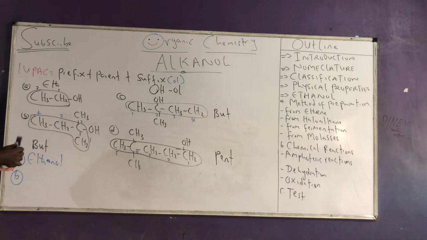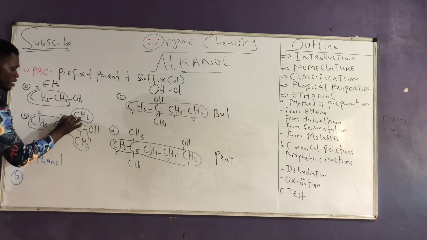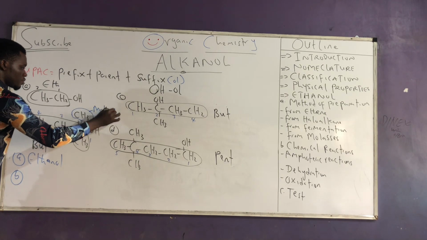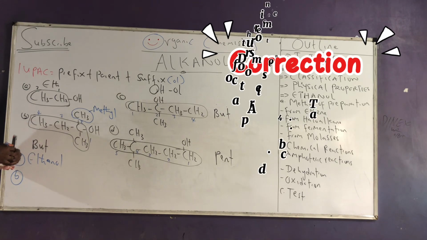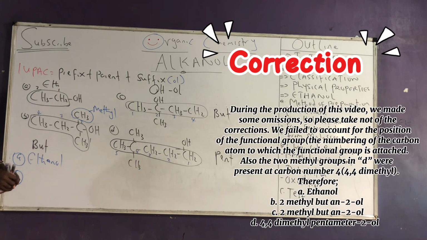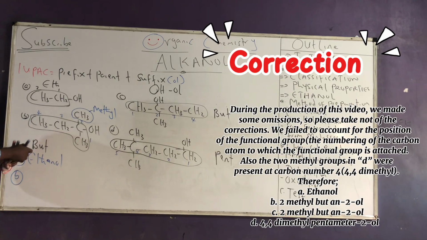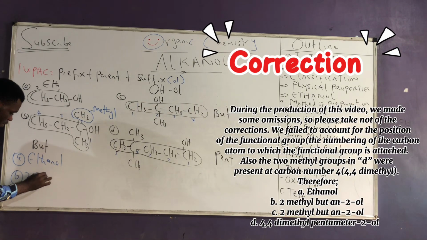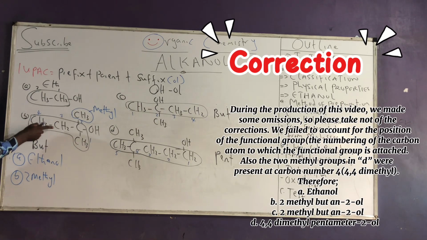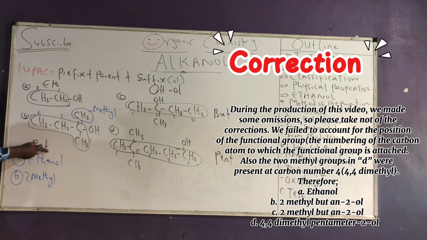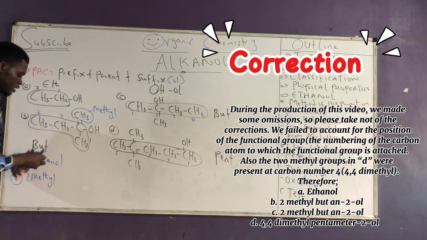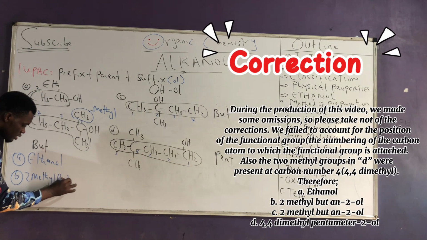What about B? We said there's a branch. This branch here is a methyl group. So if we combine it, prefix plus parent name plus suffix will give us the IUPAC nomenclature for B. What do you think it will be? The prefix is the branch, methyl. Methyl is at where? Carbon 2. So this will be 2-methyl. Prefix plus parent. What is the parent name? 1, 2, 3, 4, that's but. The suffix is ol. Combine it together: 2-methylbutanol.